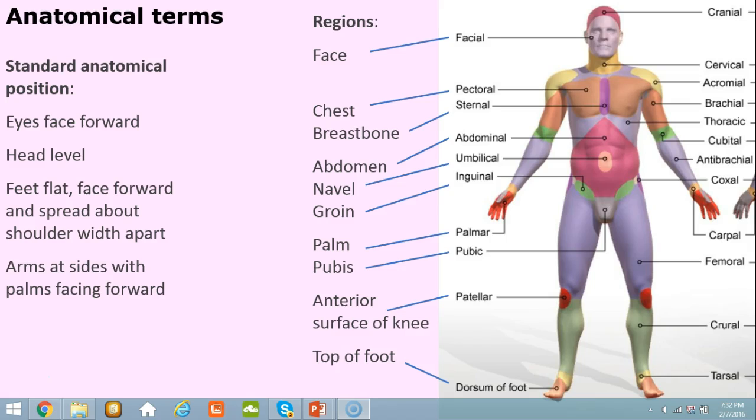All right, some of the regions: the face, chest, breastbone, abdomen, navel, groin, palms, pubis, anterior surface of the knee, top of the foot. Now, those are English words, but we want to have an international language so that people in China, Japan, Russia, Indonesia, they can all understand us. So we use Latinized words. So facial, pectoral, sternal, abdominal, umbilical, inguinal, palmar, pubic, patellar, and dorsum.